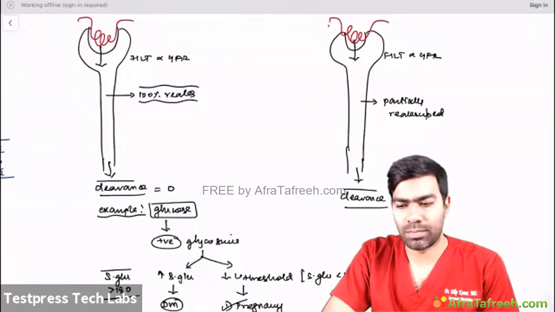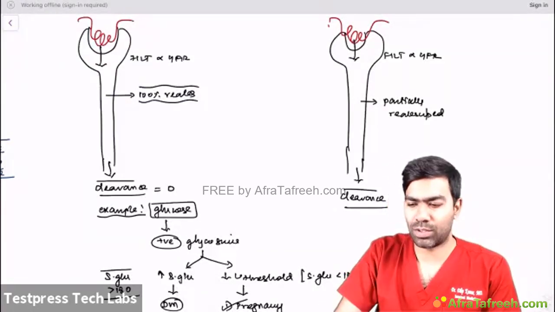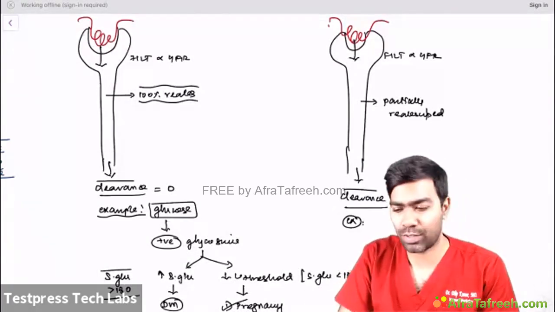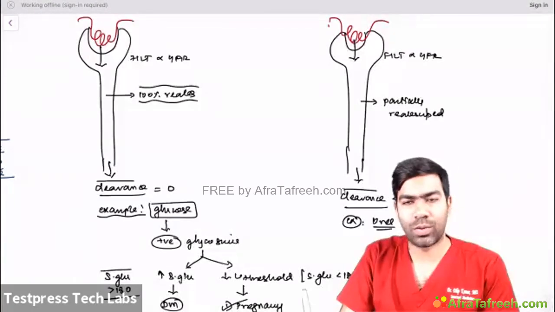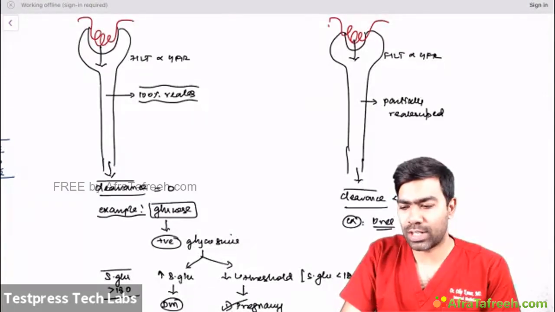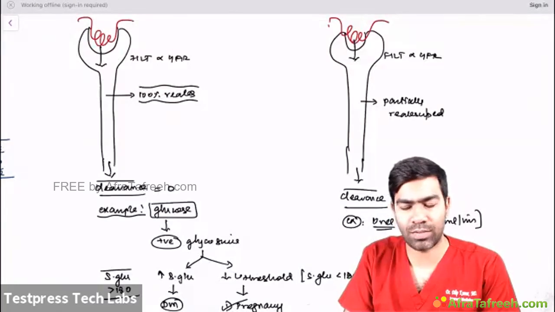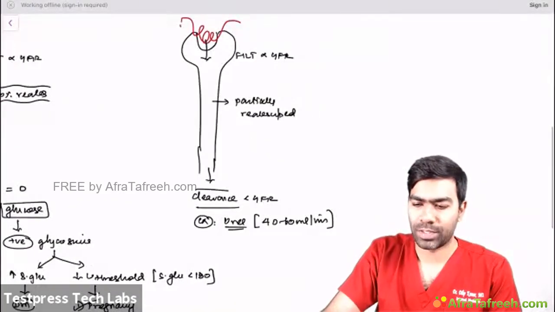Of course, we know that it's getting filtered and it's getting partially reabsorbed after that. So this clearance will be less than that of the GFR. The best example of such a kind of a substance is going to be urea. So that's why the clearance of urea is approximately 40 to 60 ml per minute. That's the basic normal clearance of urea, which is less than that of GFR. GFR is 90 to 120, but the clearance of urea is 40 to 60.